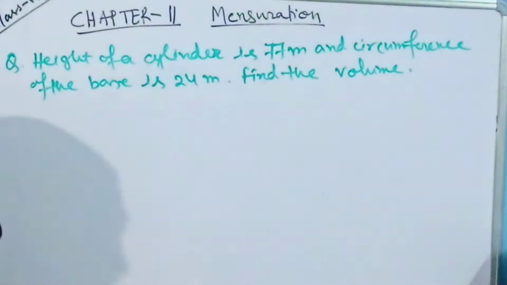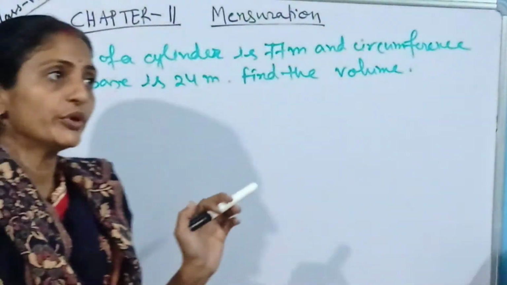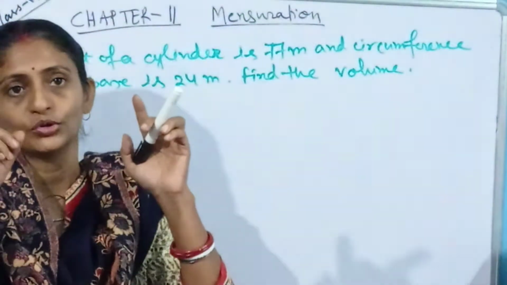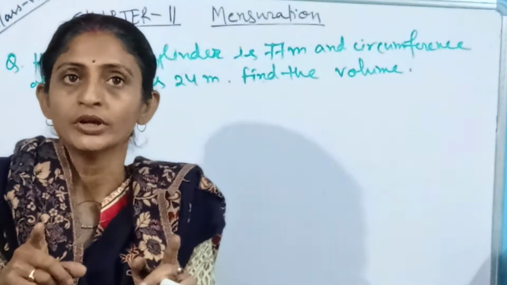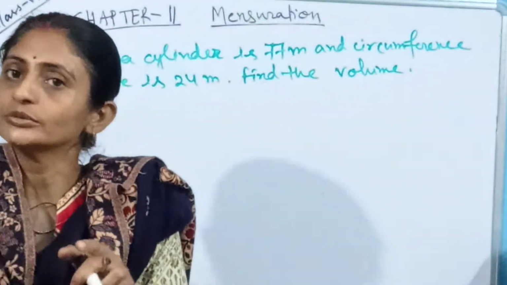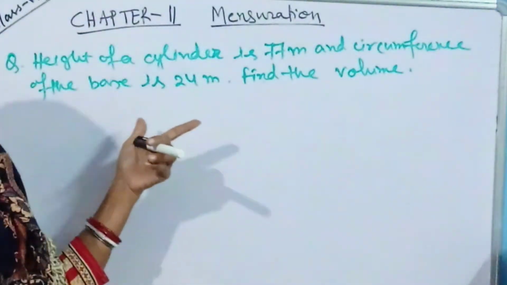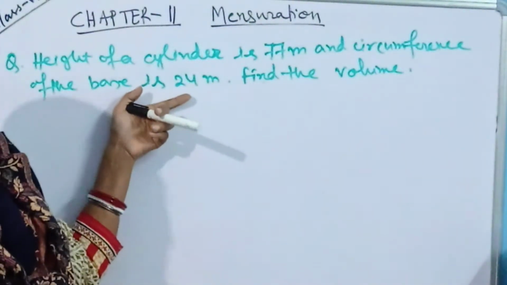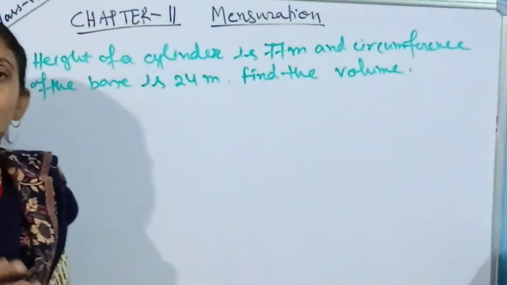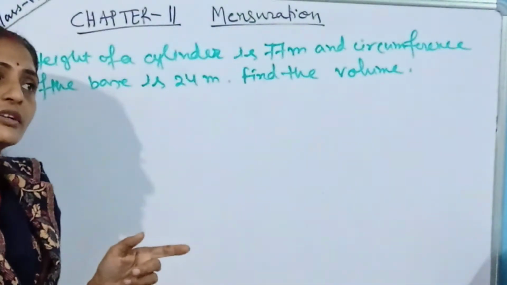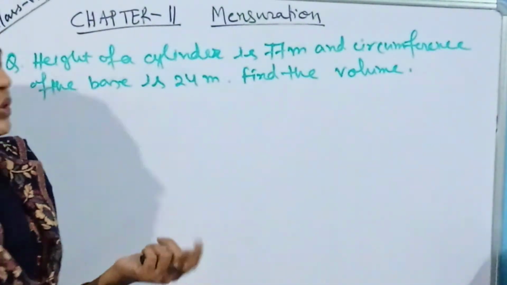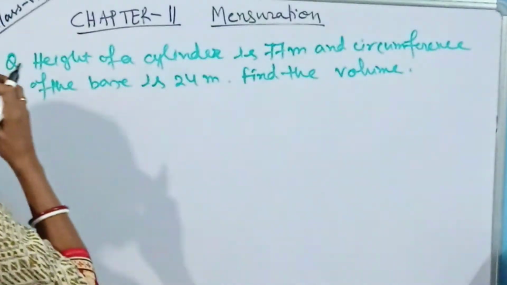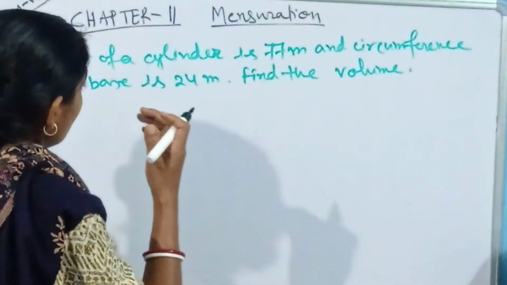So what you have to find out here, we have already discussed that if we are looking for the volume, first we have to go for the area of the base. But here the area of the base is not given. In place of the area of the base, the circumference of the base is given. So from that we can find out the radius, and after getting the radius we can find out the area of the base. So let's go to the formula. How can we get it?